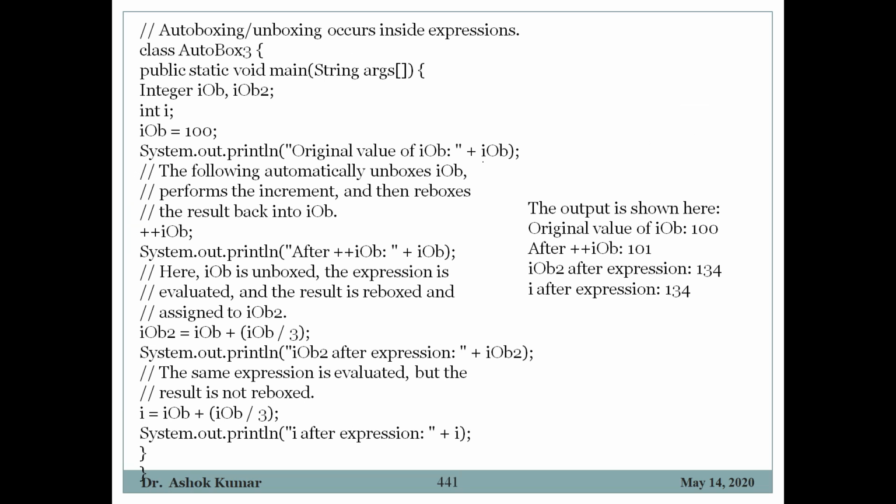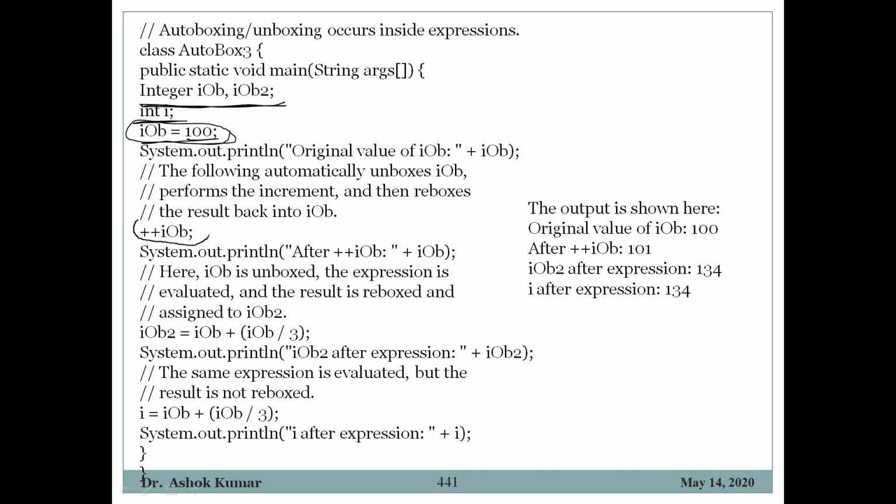So here is another example on the wrapper classes. We are performing a bit different operation over here. We have two integer type objects, IOB and IOB2. Then we have one integer type variable I. We are assigning 100 to IOB. So here an auto boxed object will be created. Then we are performing an increment operation on the wrapper object directly.